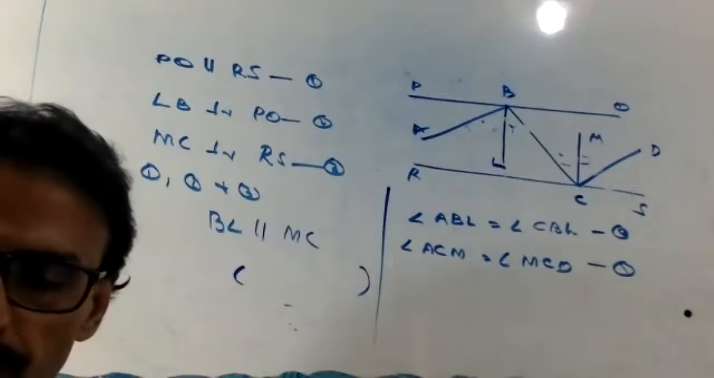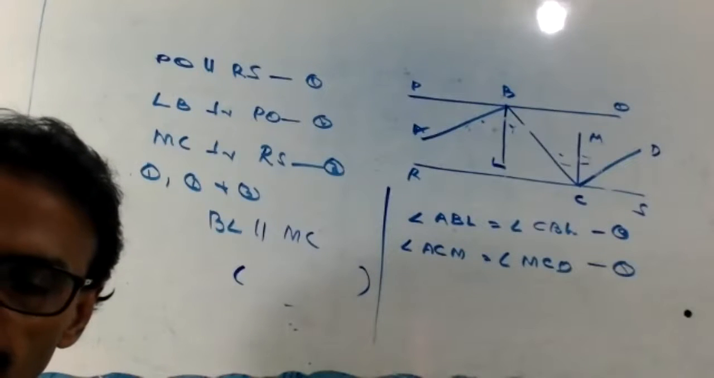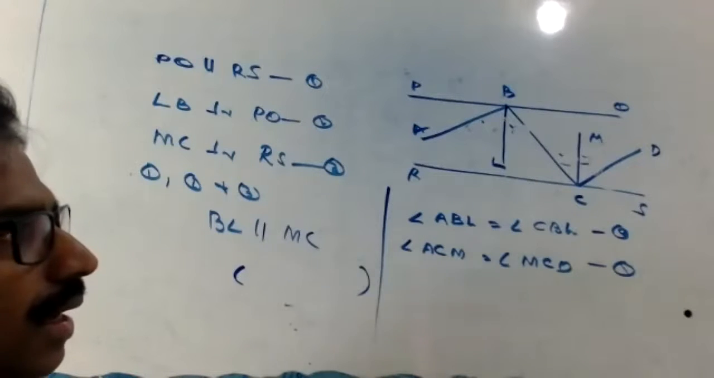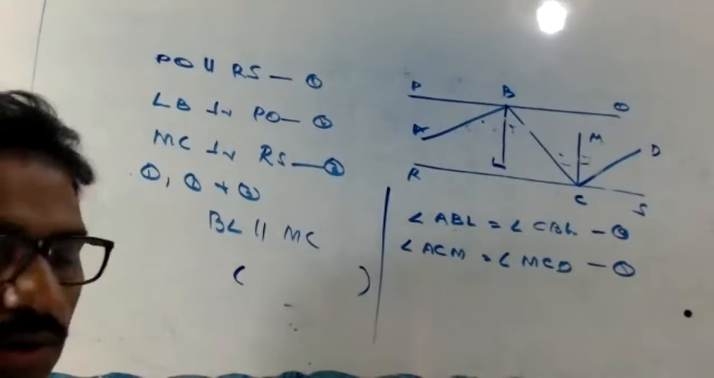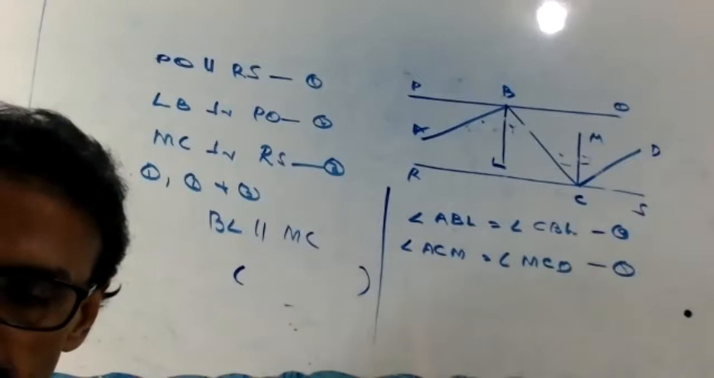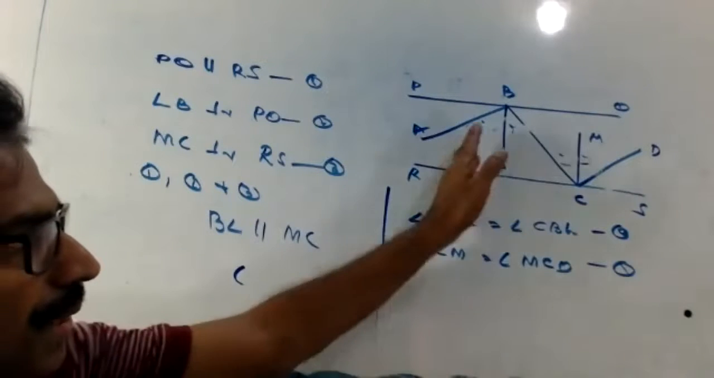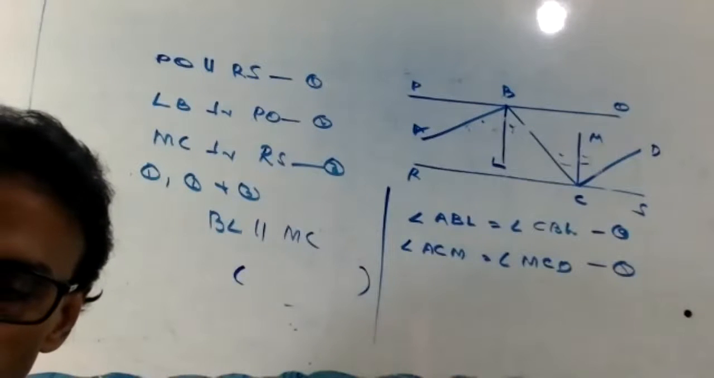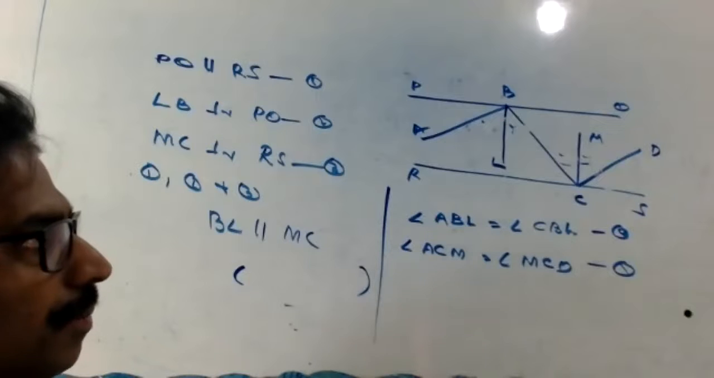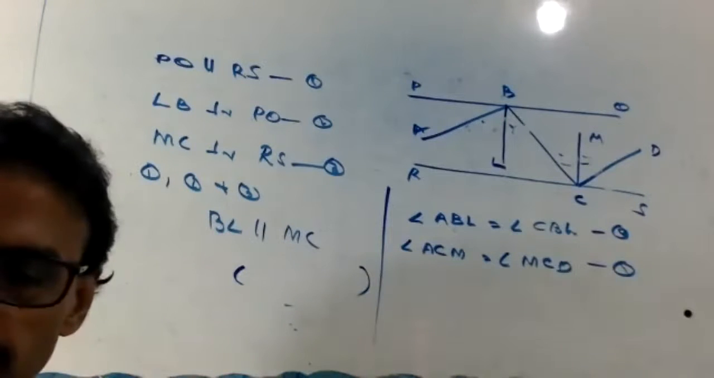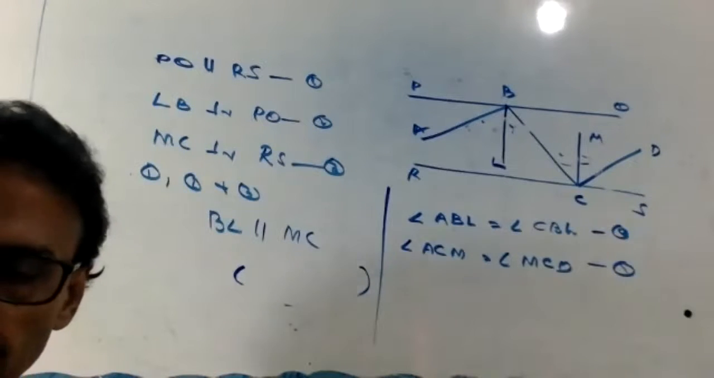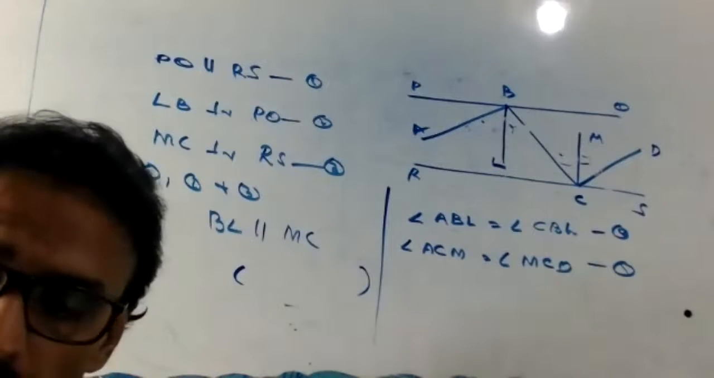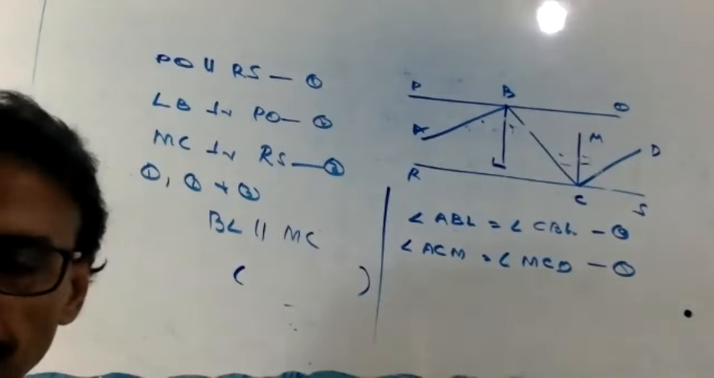BL perpendicular to PQ. Reason? By construction, we did a construction. MC perpendicular to RS by construction. Therefore, BL perpendicular to MC. Okay? BL perpendicular to MC. Reason? Perpendiculars to the parallel lines are parallel.